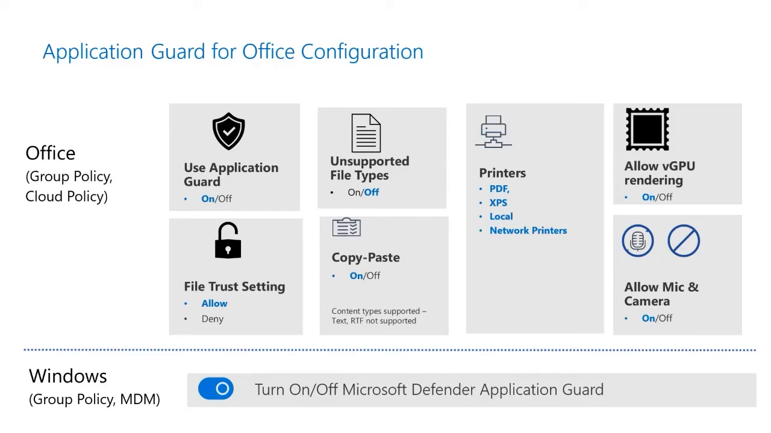And then the copy paste type, the clipboard controls. Do you want to allow copy paste between the container and the desktop, between the Application Guard untrusted document and the desktop, or not? As well as the camera, microphone, and location. Do you want to turn it off for any content which is running inside Application Guard? You can further fine tune those things.